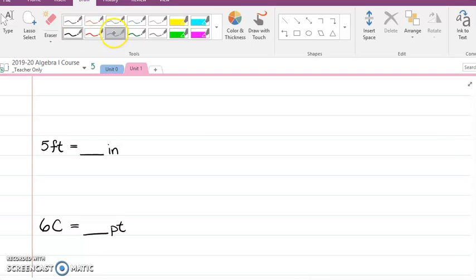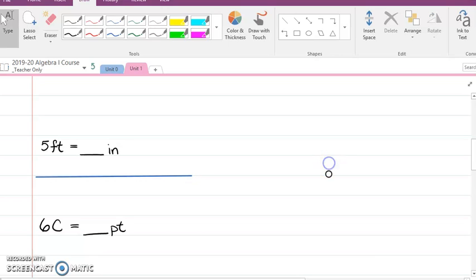To begin, draw a bar going across your workspace. Then we're going to write 5 feet on the top of the line in the left area. That's what we're starting with. Next, we're going to draw a vertical line.